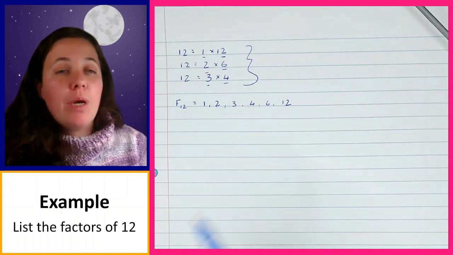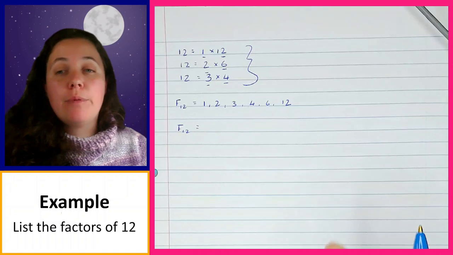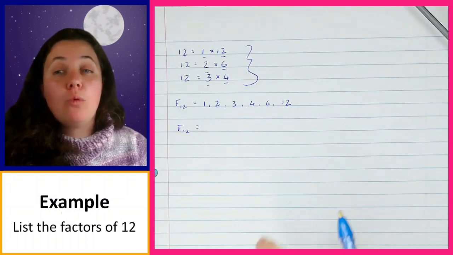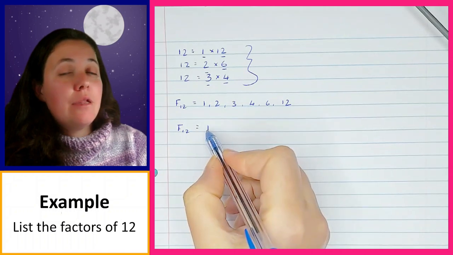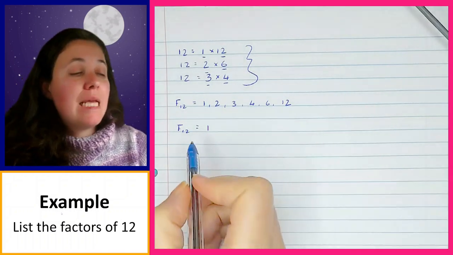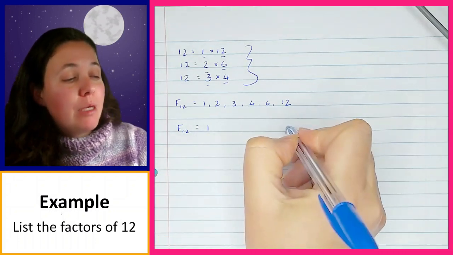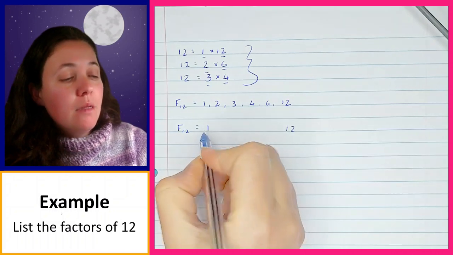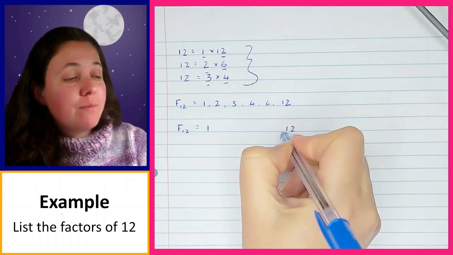Now I could have gone straight to this line over here without having to write down all of that first. The way that I can do that is by starting off with my 1, because remember we said that the first factor of any number will always be 1. So I start with 1, and the other half of that factor pair will be the same as the number that you're starting with. In this case, it is 12. So I'm going to write my 12 over here, because 12 divided by 1 will give me 12.